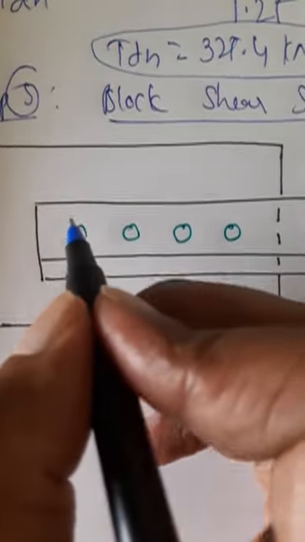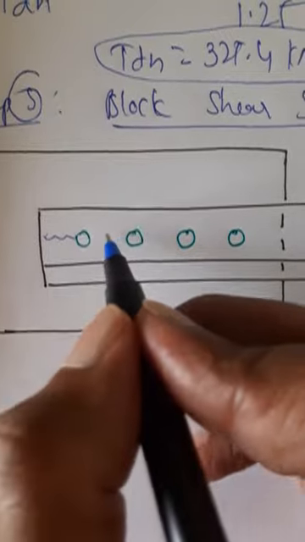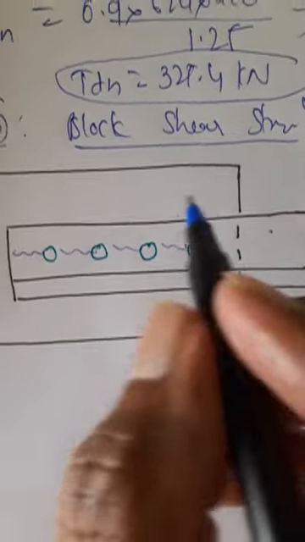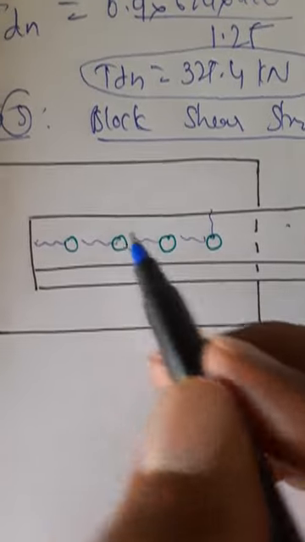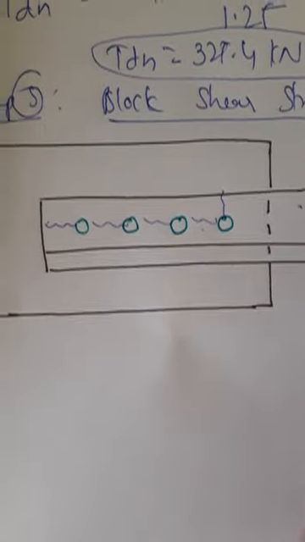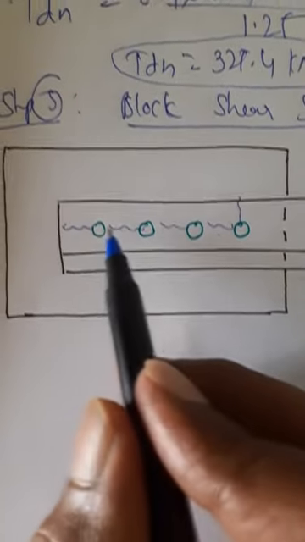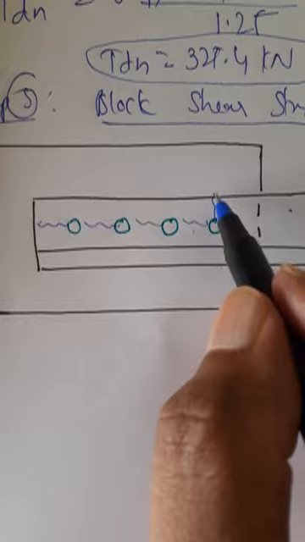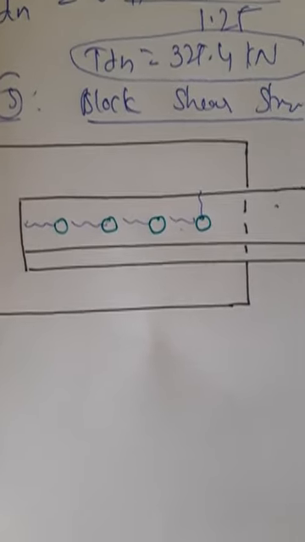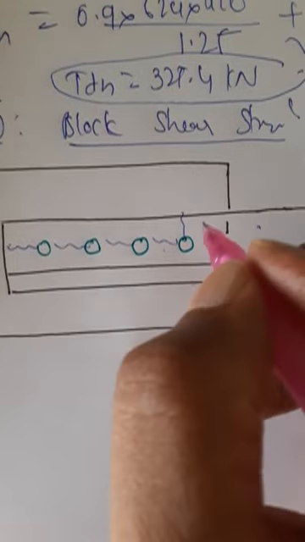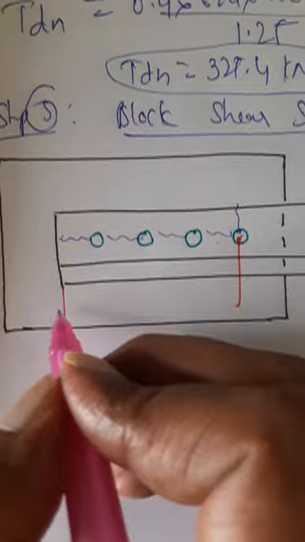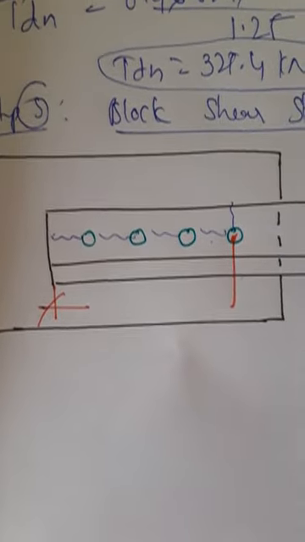Now block failure means what? This channel or this angle may fail like this. If this much failure occurs, this channel or this angle will come out of this joint. This length is shear length, this length is tension length. So I have to mark these lengths now. Now farthest bolt center to this end, it is given by a value LV.